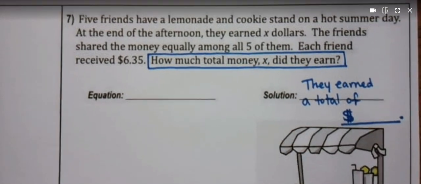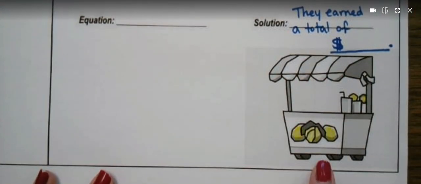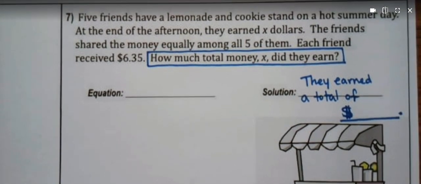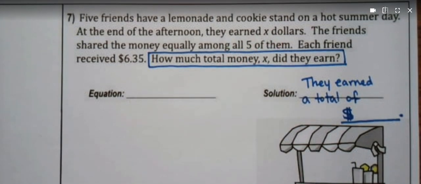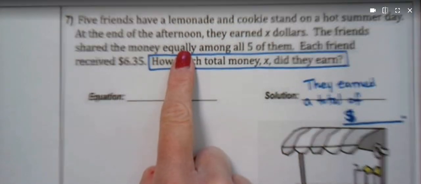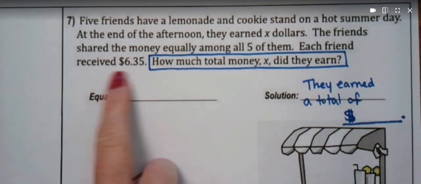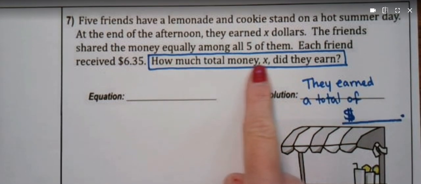All right, last one, number 7. Boy, this really reminds me of summer with the lemonade stands. Oh my goodness. 5 friends are going to have a lemonade and cookie stand on a hot summer day. At the end of the afternoon, they earned X dollars. So they counted up all their money and they got X dollars. The friends shared the money equally among all 5 of them. Each friend received $6.35. So the question's asking us, how much total money X did they earn?